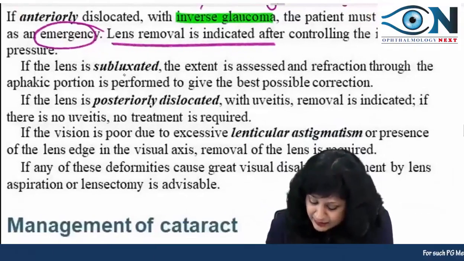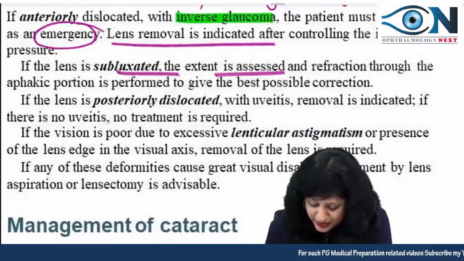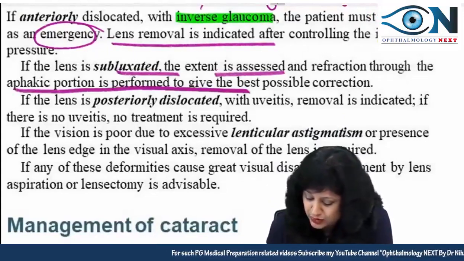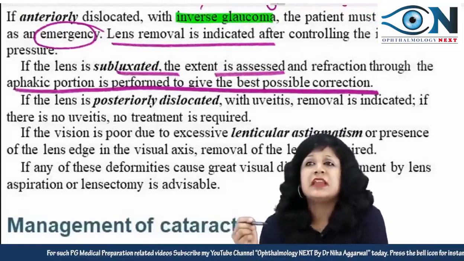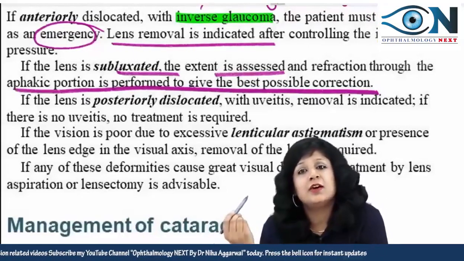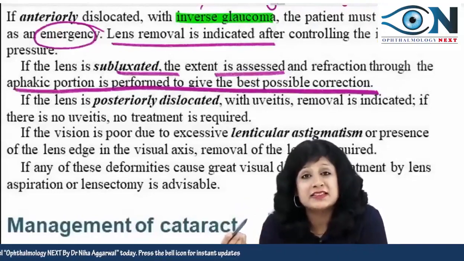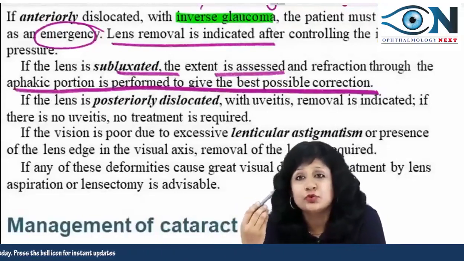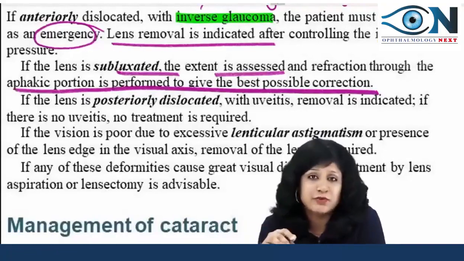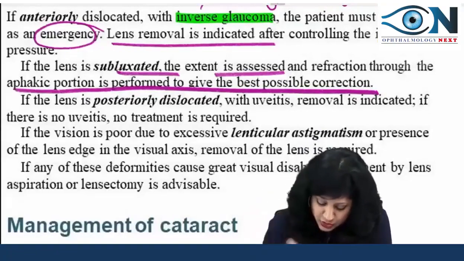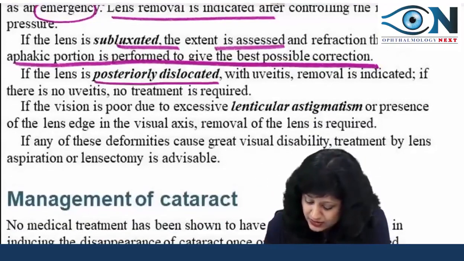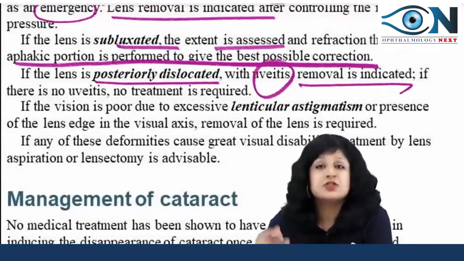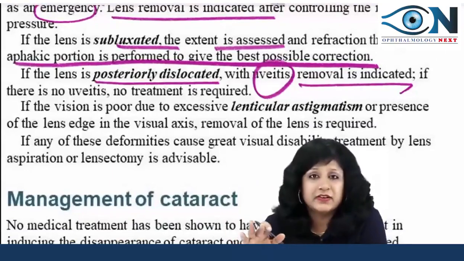If the lens is subluxated, the extent is assessed, and refraction through the aphakic portion is performed to give the best possible correction. Then if it is not an emergency, there is only a subluxation, you have to assess how much is the vision loss, you have to look through the aphakic area, and accordingly you have to give the refraction and correction. And if the lens is posteriorly dislocated and there is uveitis, again you will remove it. If there is no uveitis, then you can leave it there.